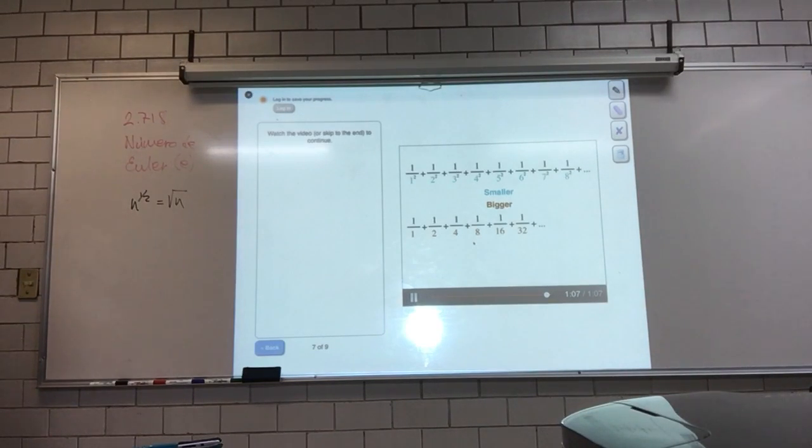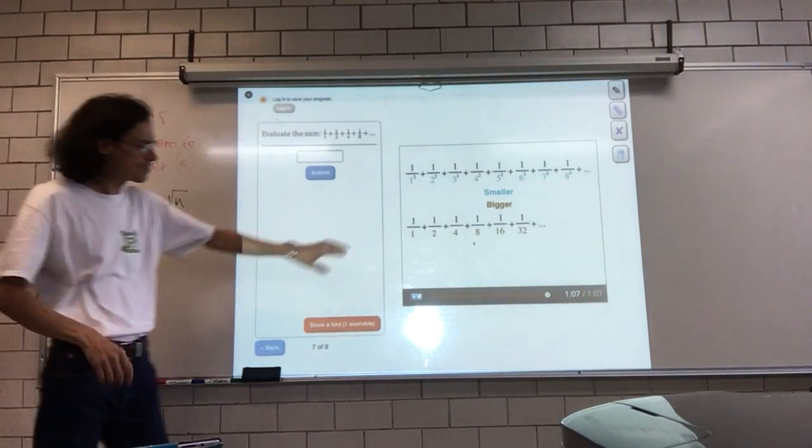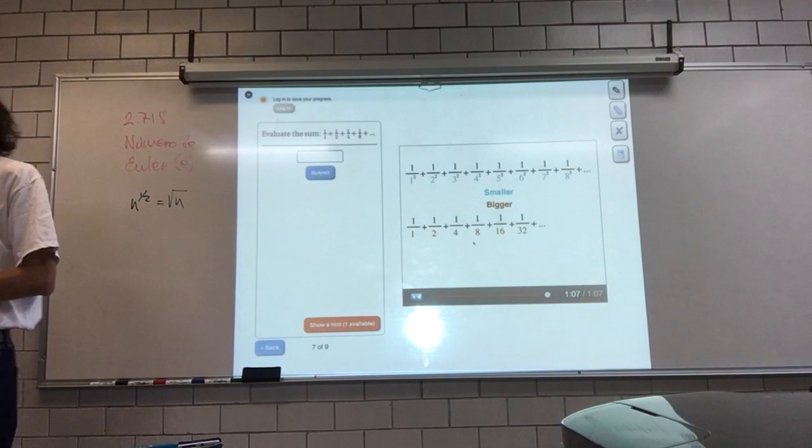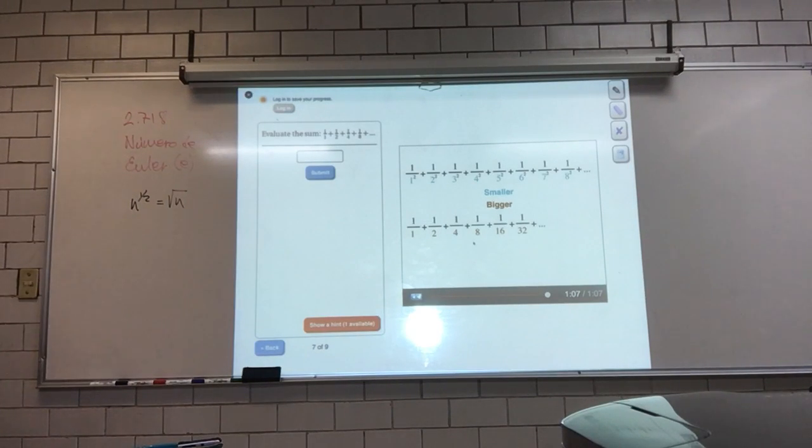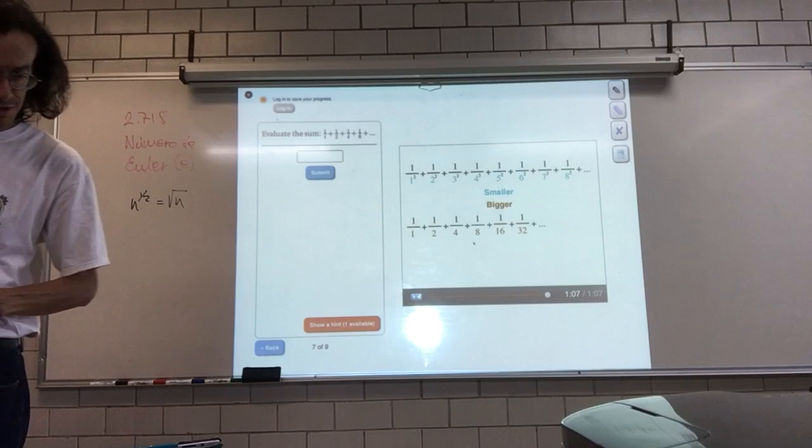What's its sum? Bien, pues, veríamos que la serie de abajo es mayor, que es una serie geométrica. ¿Cuál es la suma de esa serie geométrica? 1 más 1 medio, más 1 cuarto, más 1 octavo, más 1 dieciseisavo. Ya la hemos visto varias veces.